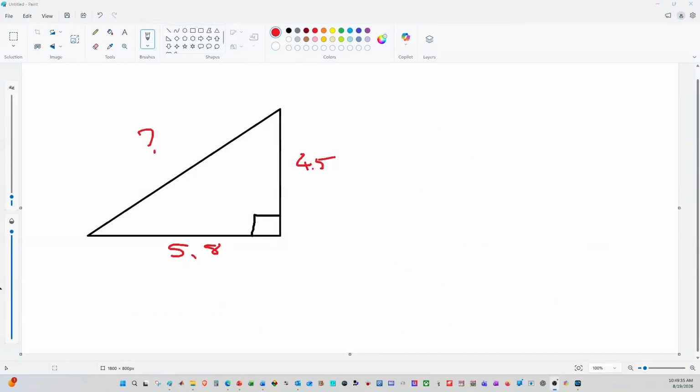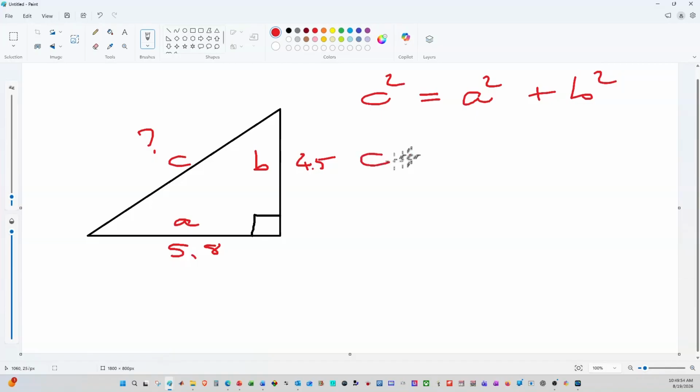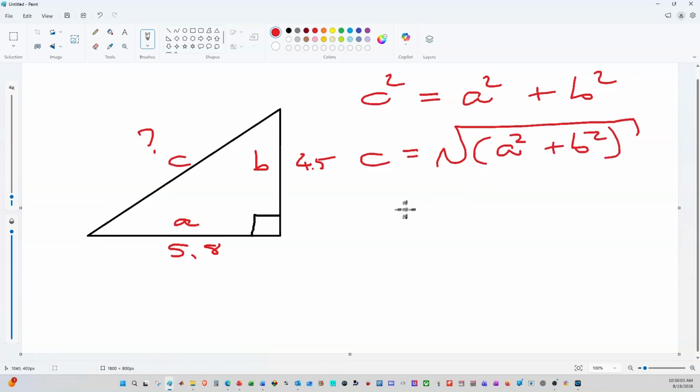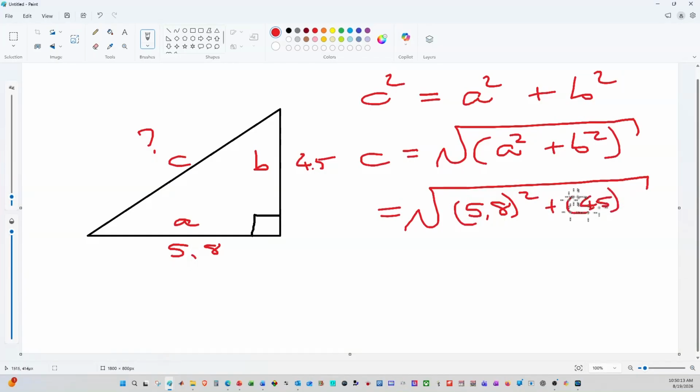In this case, we have been given the lengths of the two shorter sides of a triangle, and we want to get the longer length. We can call that A, and that B, and that C. We know that C squared is going to be equal to A squared plus B squared. Or we can say that C is going to be the square root of A squared plus B squared. In this case, it's going to be the square root of 5.8 squared plus 4.5 squared.